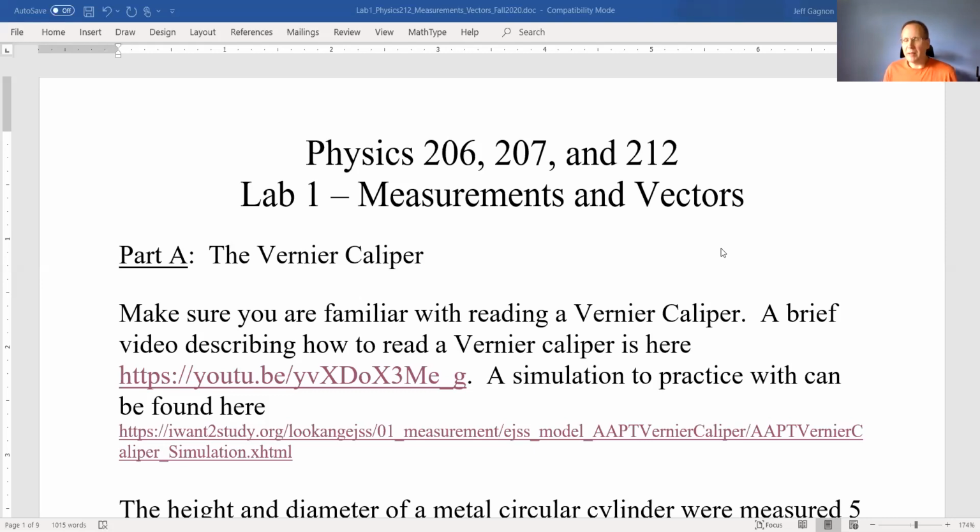Now this lab is very similar for all three of the labs that I teach, Physics 206, 207, and 212. So I'm just gonna do this one video. The only difference is there's a few sections that Physics 206 does not have to do, and I'll let you know when we get to those sections. So if you're in Physics 206 and you're watching this, there's a few sections that you won't have to do. Okay, but Physics 207 and 212, everything else is gonna be identical for your two classes.